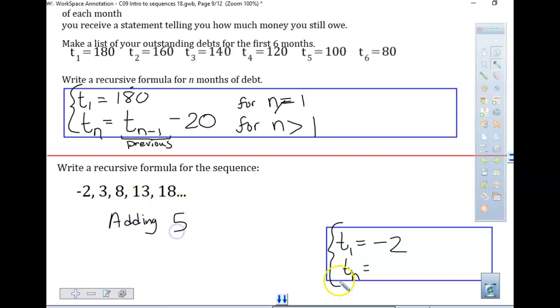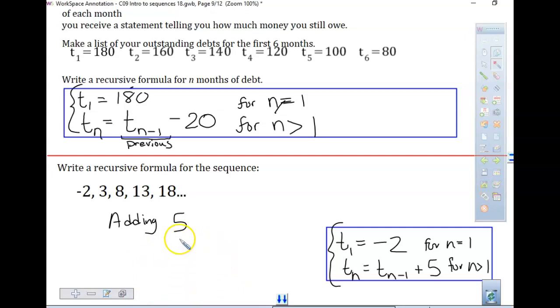So my rule is going to be, looking at n equals 1, take the previous one, n minus 1, that just means previous, and add 5. And then we're going to say for n greater than 1.